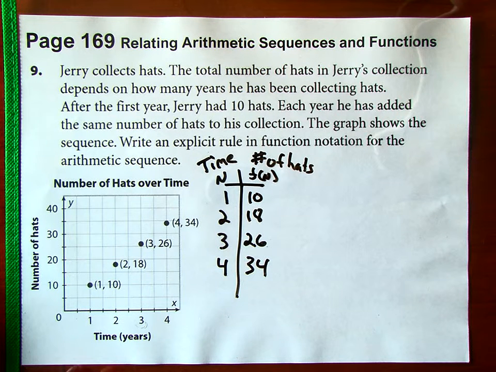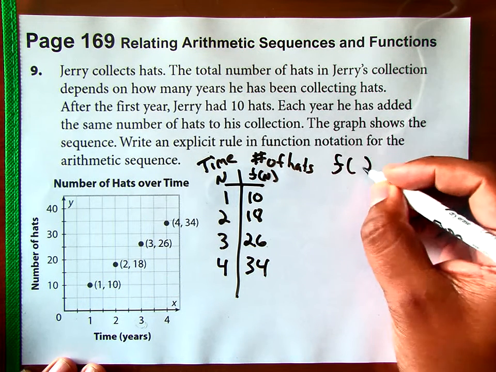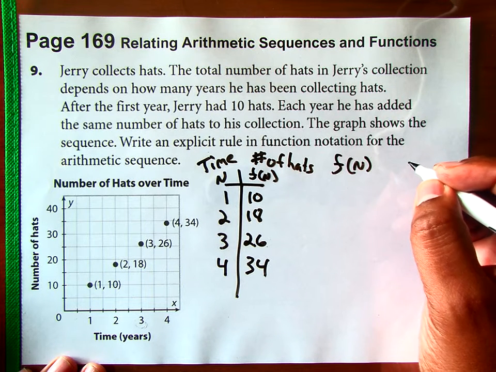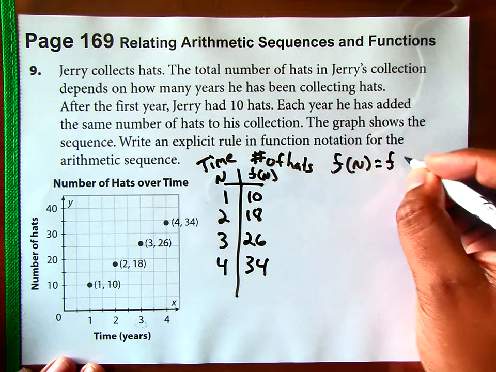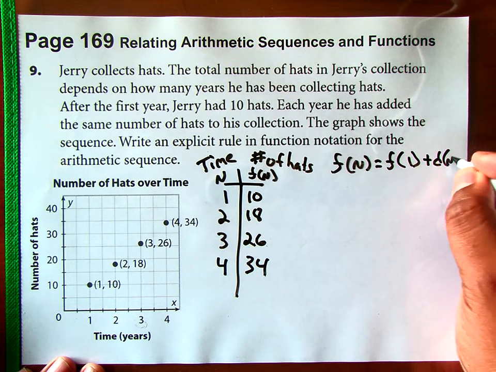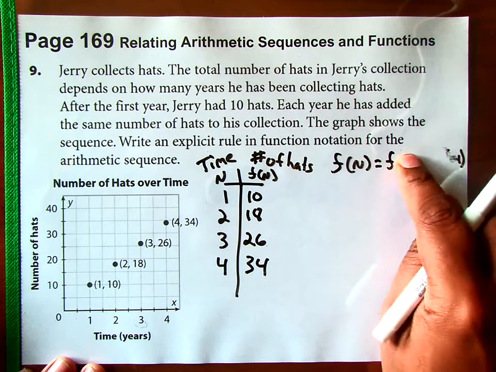Okay, so I want to write the explicit rule on this one. With the explicit rule, we want to use the same formula we've been using that you can see in my previous videos. And that is f of n is equal to f of 1 plus d times n minus 1, if I can squeeze that in. So I can make some more space for that.